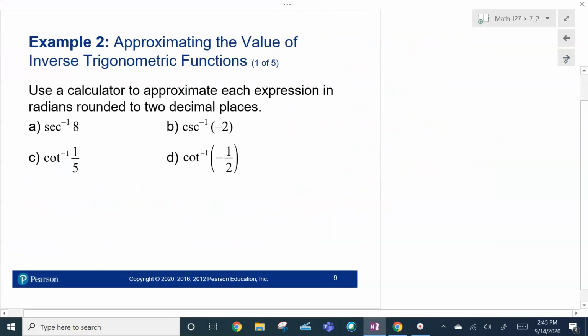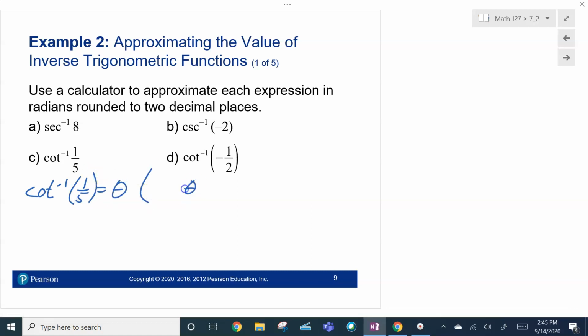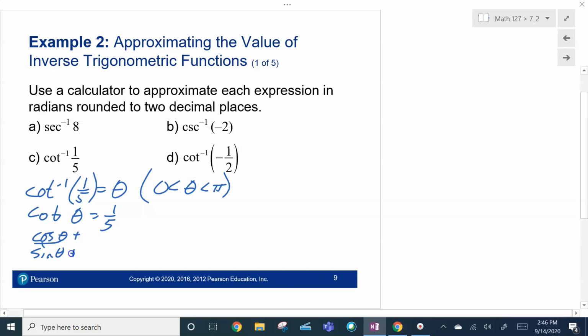Let's keep going here. The arc cotangent of 1/5. So that means the cotangent theta is 1/5. Now this is a little different, so I've got to really think about this one for just a second. If the cotangent theta is 1/5, now remember cotangent's cosine over sine, right? We're looking between 0 and pi. So are we in quadrant 1 or quadrant 2? Well, if it's a positive 1/5, the x has got to be positive and the sine's got to be positive to keep it positive. So I'm in quadrant 1.